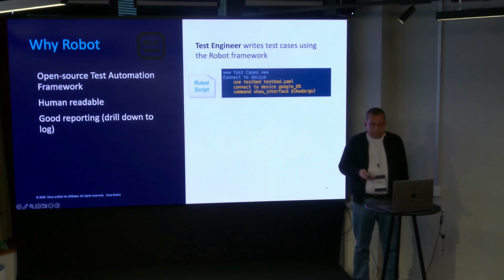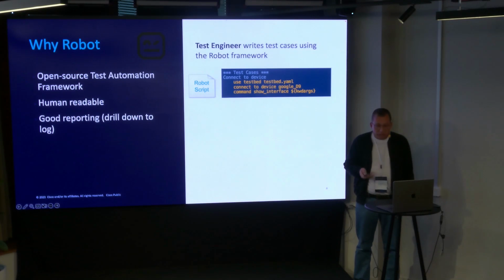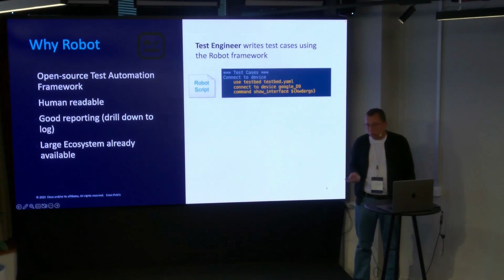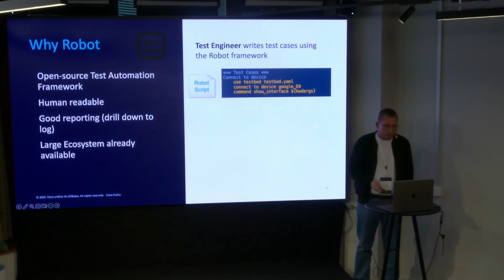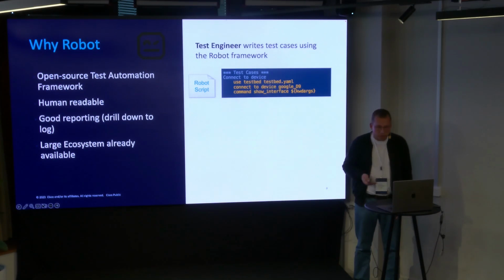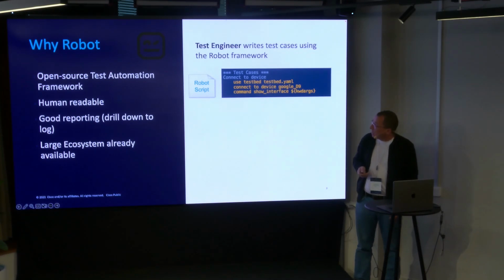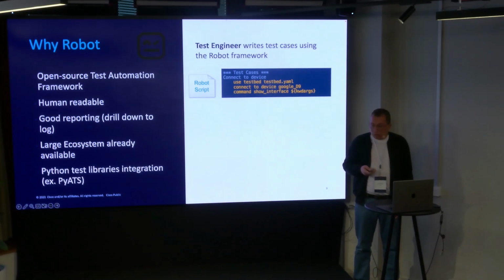Robot Framework has a very good reporting mechanism, which I will also present, and it has a really large ecosystem of libraries already available, helping you to use different connections like REST, HTTP, CLI. All those different commands are already created as so-called keywords. I will go to that later.